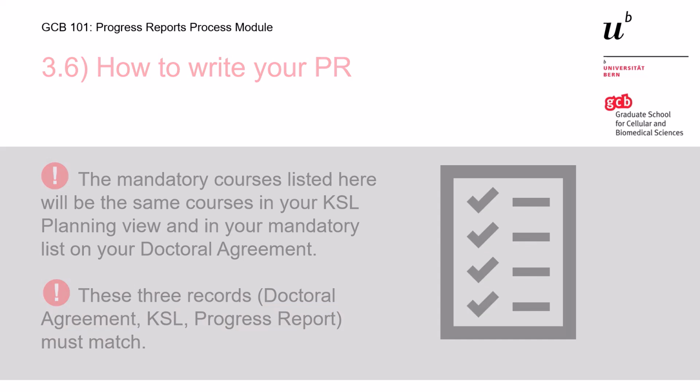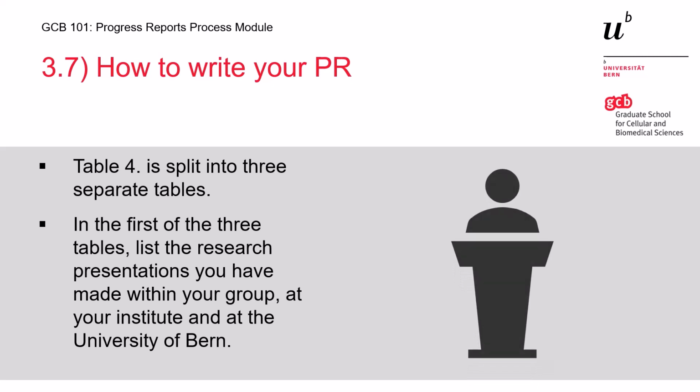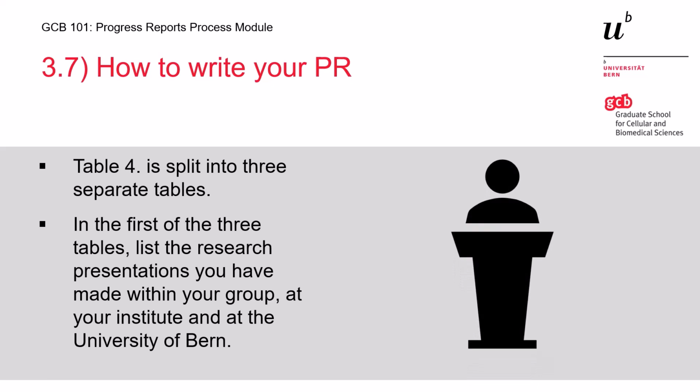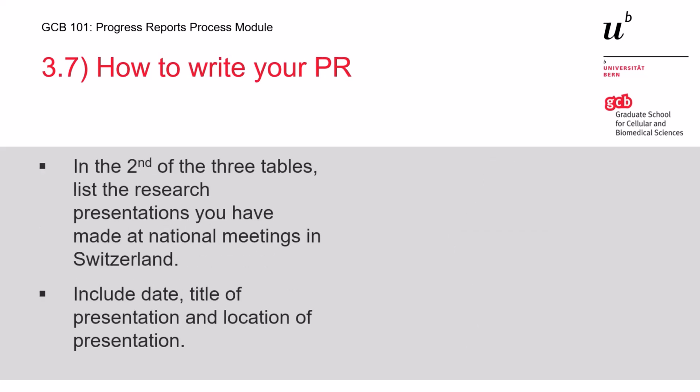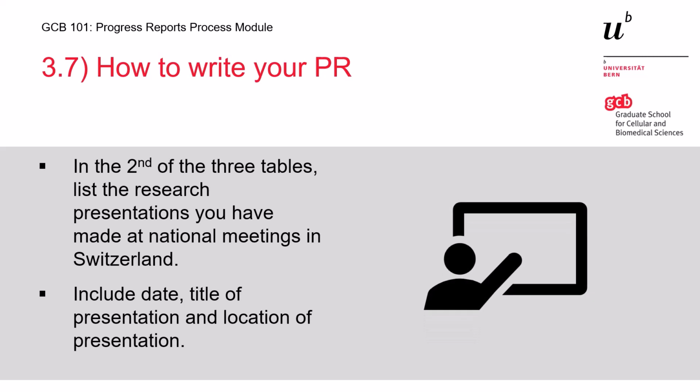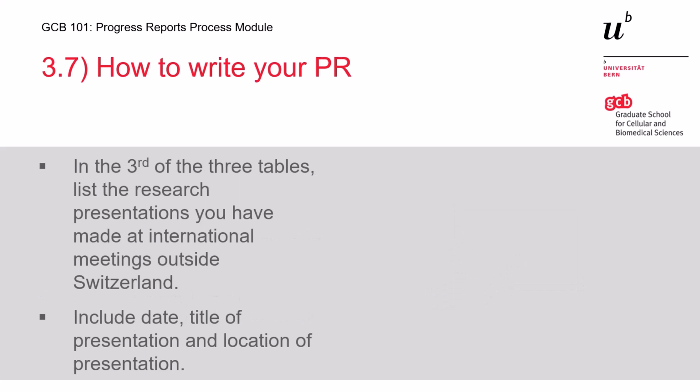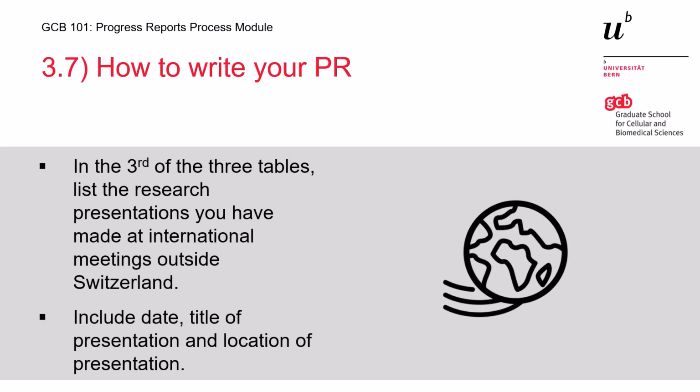Number 7, Table 4, Research Presentations, is split into 3 separate tables. In the first of the 3 tables, list the internal presentation of research results you have made within your group, at your institute and at the University of Bern. In the second table, list the research presentations you have made at national meetings in Switzerland. In the third table, list the research presentations you have made at international meetings. For all 3 tables, include date, title of presentation and location of presentation.